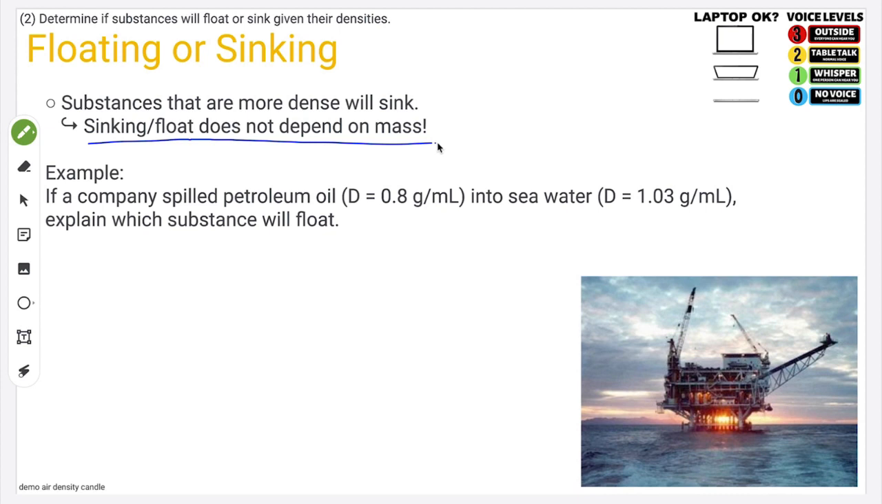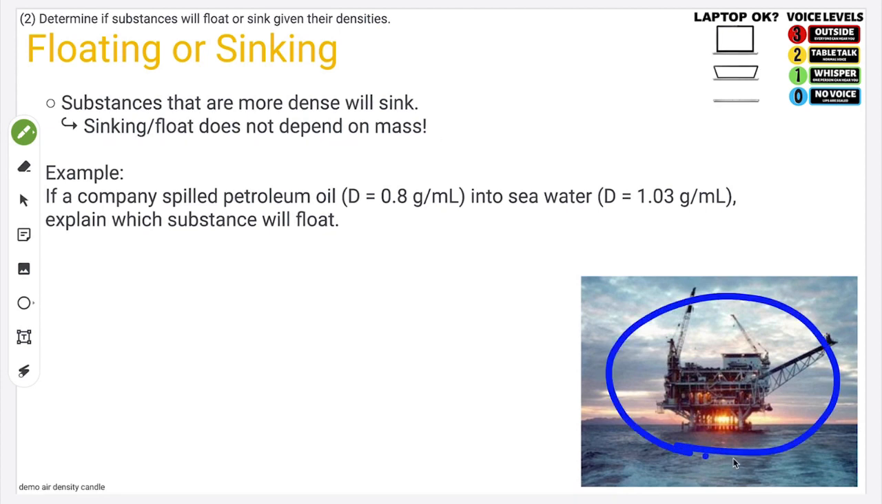If you could imagine this huge oil rig right here, right? This huge thing. It is super heavy. How is it staying right there? It's because it's less dense than the water. Right? It's super heavy. You'd expect it to sink, but it doesn't. And the reason is because it's less dense than the water. Right? It's floating.